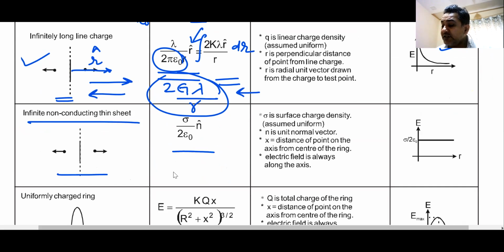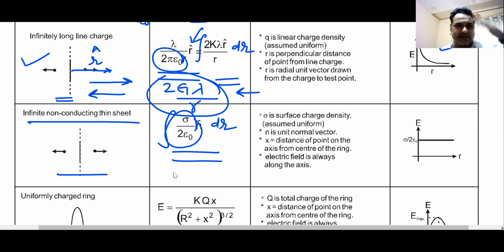Infinite non-conducting sheet: the field is sigma by 2 epsilon naught. Sigma is the charge per unit area. You must know this. Again, you cannot find a point where potential is zero. So if you have to find the potential difference between 2 points, you integrate like this. This is a constant field, so it will be simply sigma by gravitational field symbol beta.